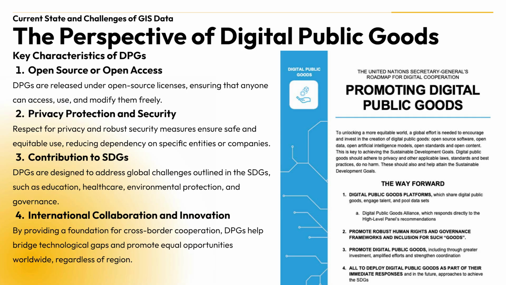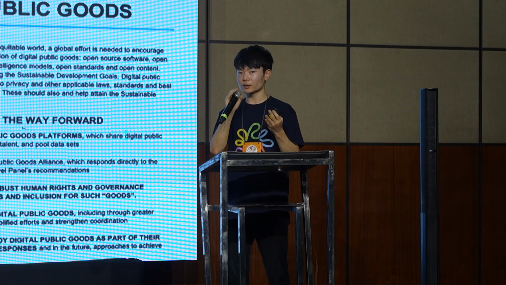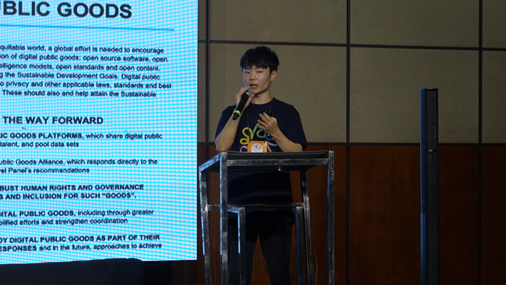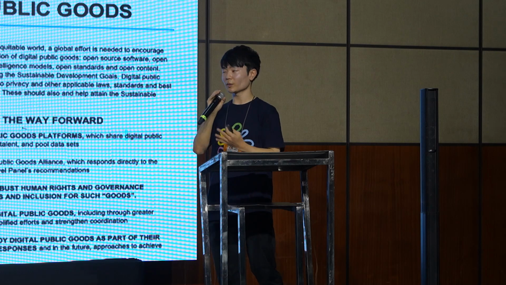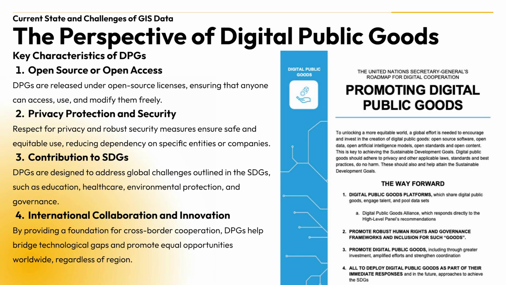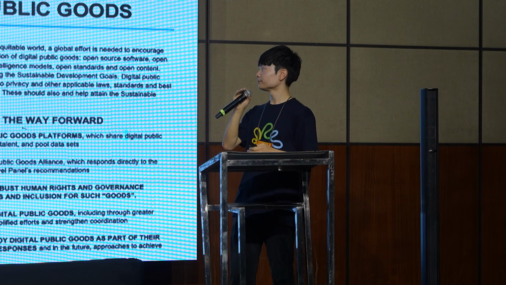There's also the perspective of digital public goods. Beyond open source, digital public goods is the idea of making public goods that can be used by anyone. There is some definition for that, and we try to make React a digital public good. For example, open source or open access, so the data and also source code should be accessible to anyone. Privacy protection and security should be respected as well, along with contribution to the SDGs. And that will also encourage international collaboration and innovation.